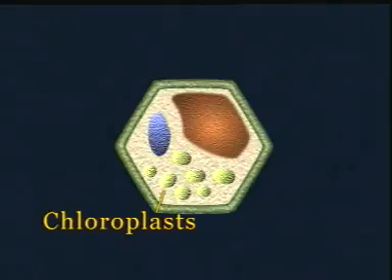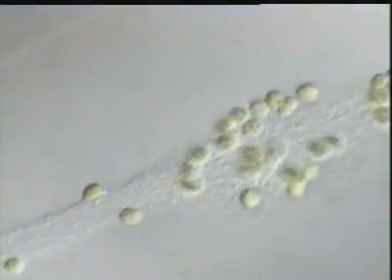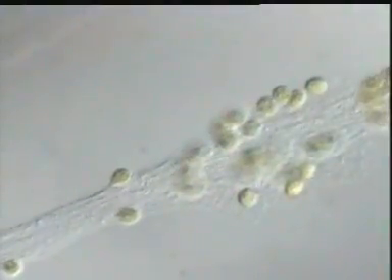The most significant characteristic of plant cells is that they contain organelles called chloroplasts. The chloroplasts contain chlorophyll, which uses the energy from sunlight. It converts carbon dioxide and water into carbohydrates. You can see the green chloroplasts moving around this cell.